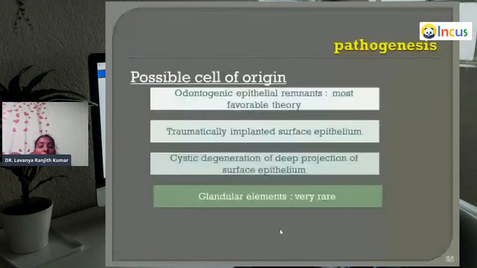What are the possible cells of origin? First, the odontogenic epithelial remnants, which is the most favorable theory; then the traumatically implanted surface epithelium; and cystic degeneration of deep projections of the surface epithelium. These are the pathogenesis theories related to the cyst.